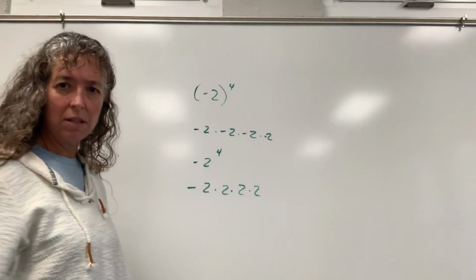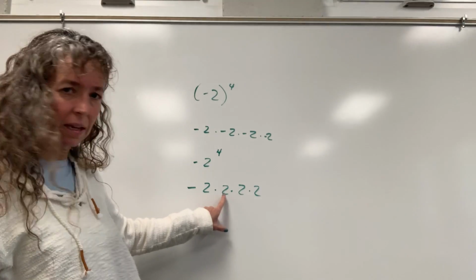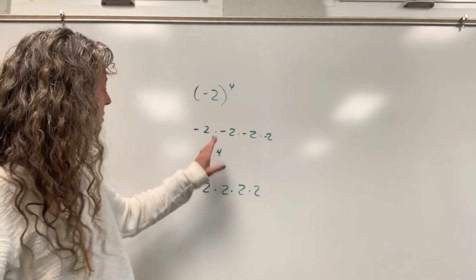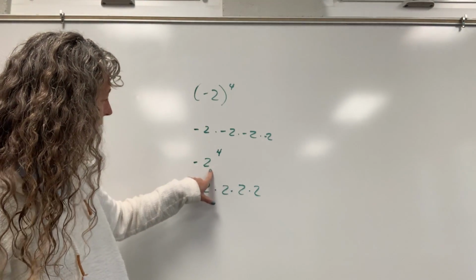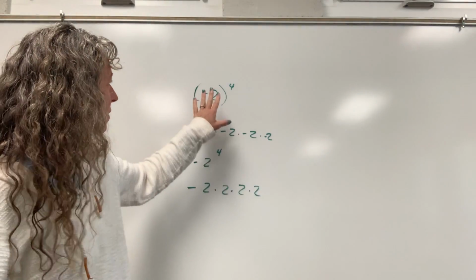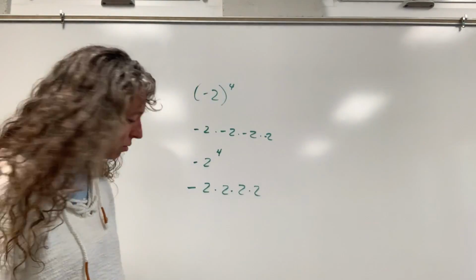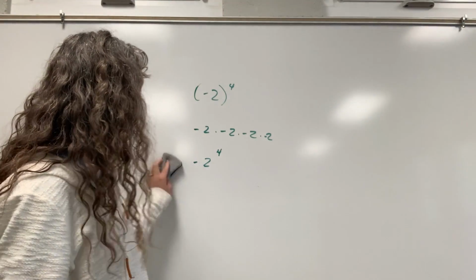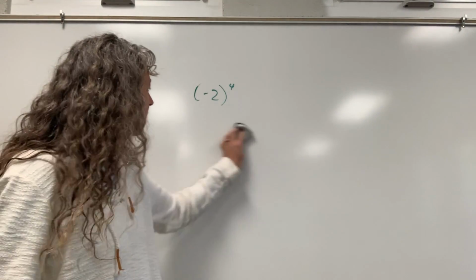Do you see the difference? It's not doing -2 times -2 times -2 times -2. It's just doing 2 to the 4th power and using that negative up front. So it's a totally different problem. So if there's parentheses, you'll want to make sure you use those parentheses when you plug it into your calculator. So go ahead and plug that into your calculator.